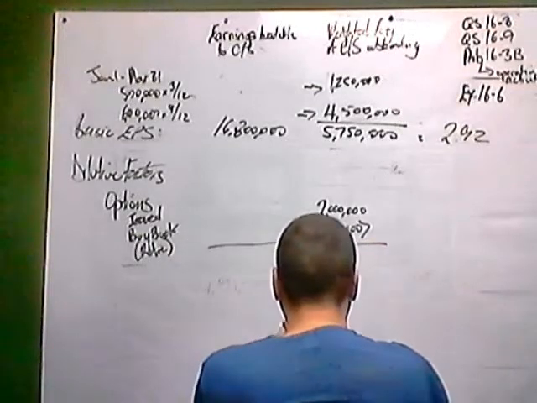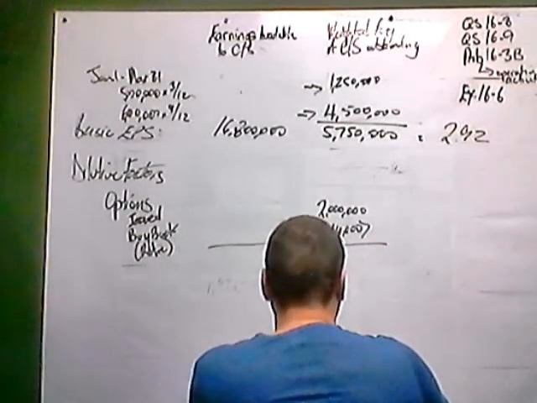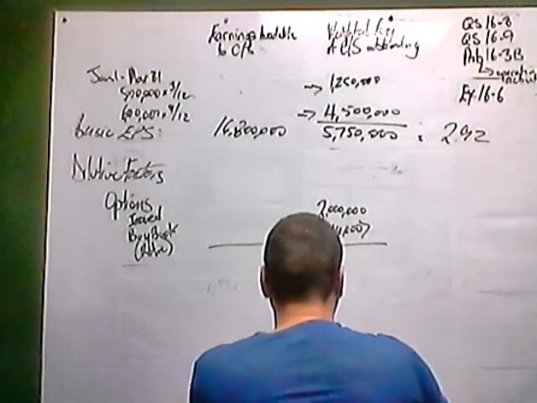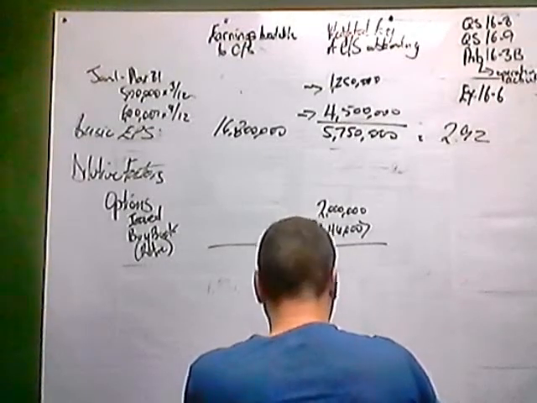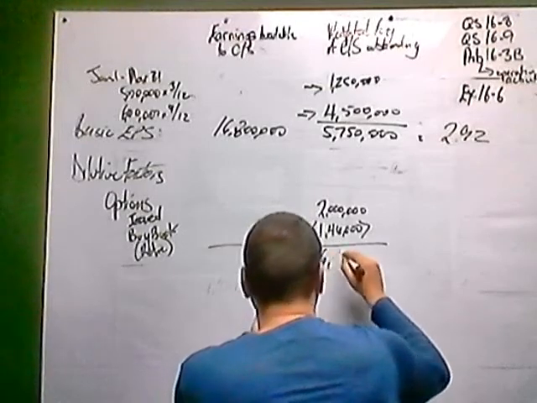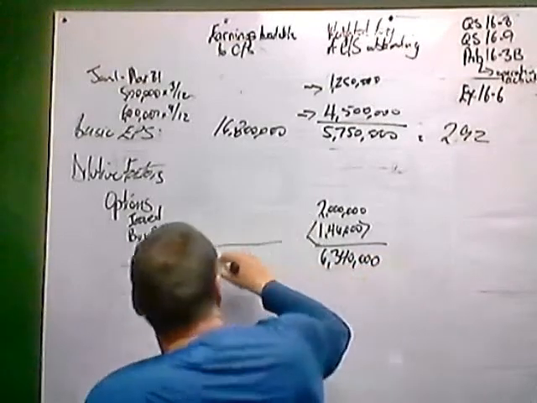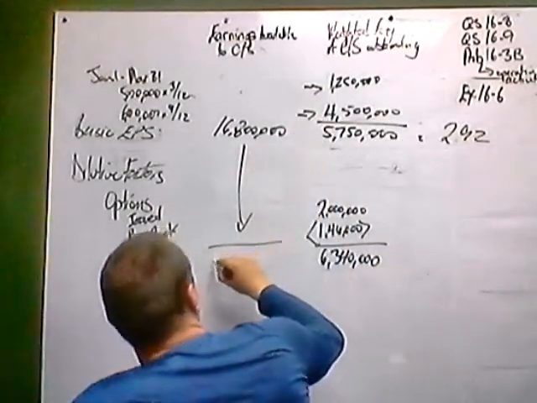Well, we started with 5,750,000. We sold 2 million options, and then we retired 1,410,000. That gives 6 million. And again, this is going to flow down here because there's no effect on the earnings.